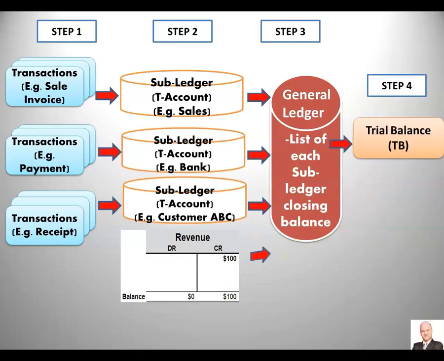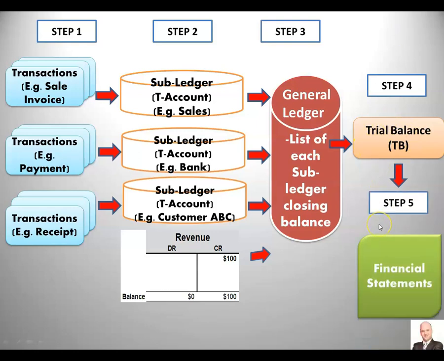Then we moved to step 4, which is about building a trial balance. As the name suggests, the trial balance will make sure that the total of all the debits equals the total of all the credits. So here in step 3, we had a list of closing balances, which will be both debit and credit. When we build up the trial balance, we make sure that the total of the debits equals the total of the credits. And that's the purpose of the trial balance. And finally, we move to step 5, which is about building up financial statements.